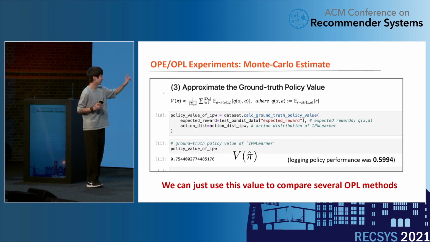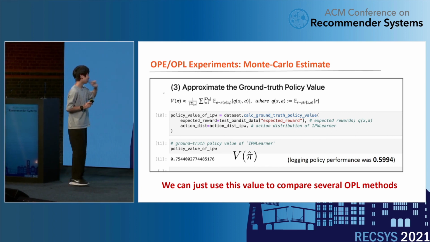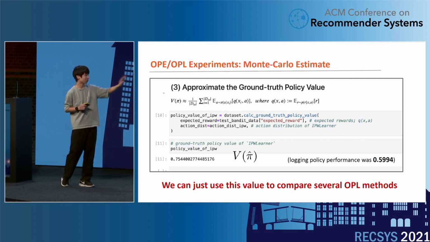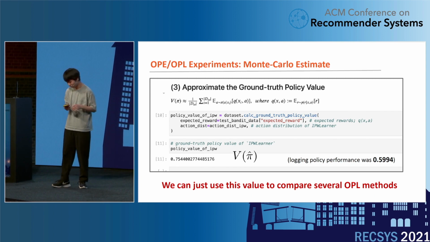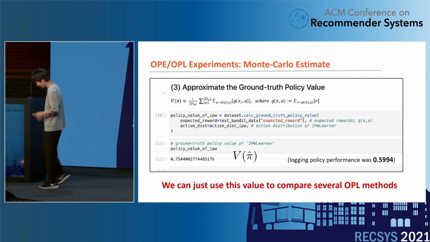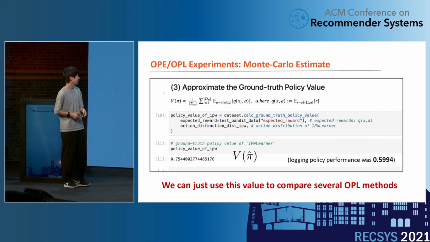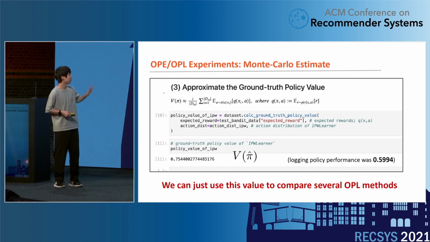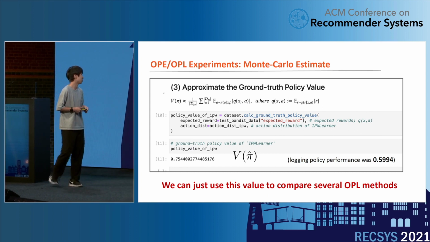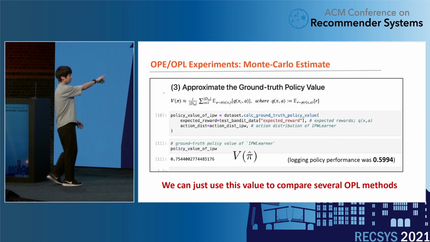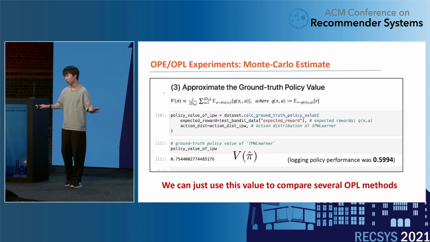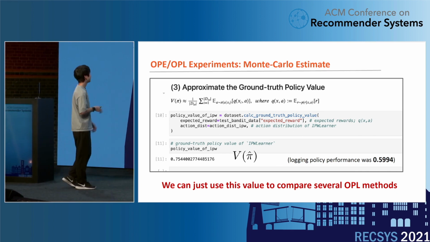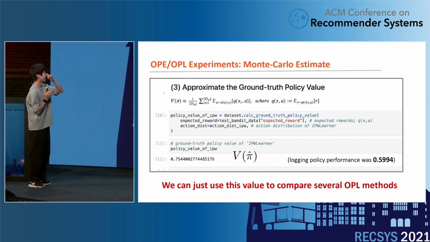Now, we trained the IPW runner, and the performance is 0.7544, and so on. And I also calculated the logging policy performance. It was 0.59994 for this particular synthetic data, meaning that the package is working, right? We improve upon the performance of the logging policy here, meaning that the IPW runner seems to be correctly implemented in the package. And we can just use this policy value to compare several different policy learning methods, possibly including your proposed method.